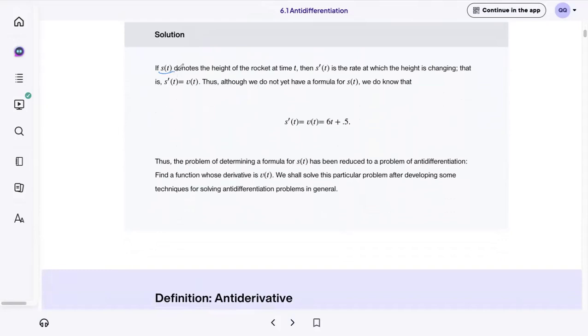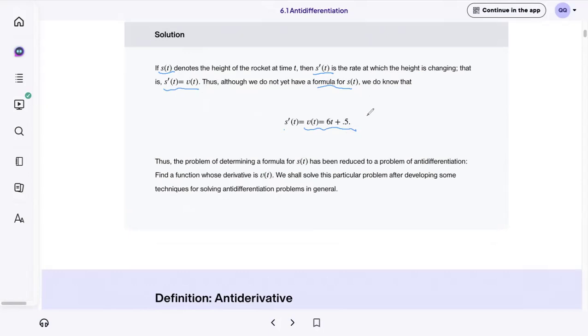So if S of t denotes the height of the rocket at time t, then S prime of t is the rate of change, or the velocity. The height is changing. That is, S prime of t equals velocity of t. We do not have the height yet, but we do know the velocity, so we can recover it from here.